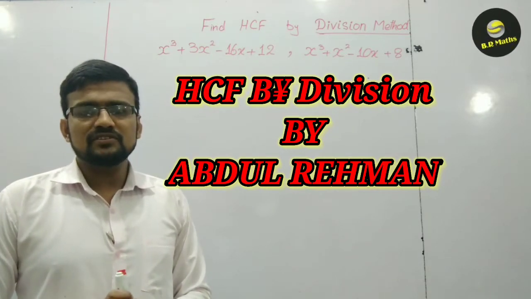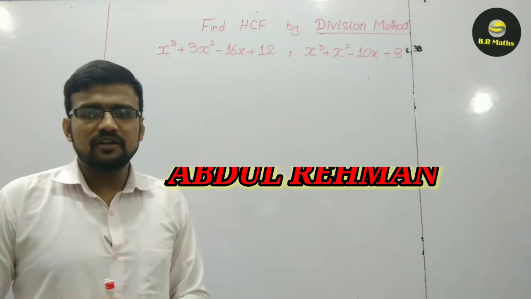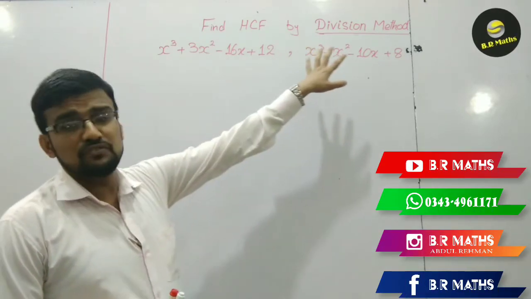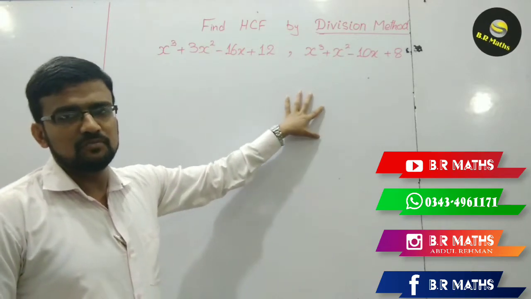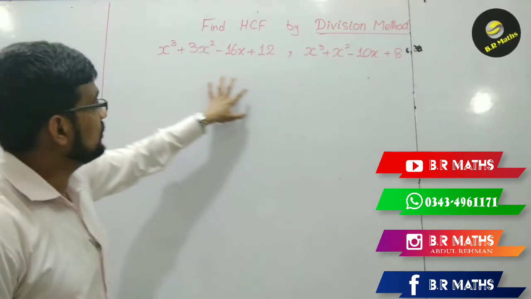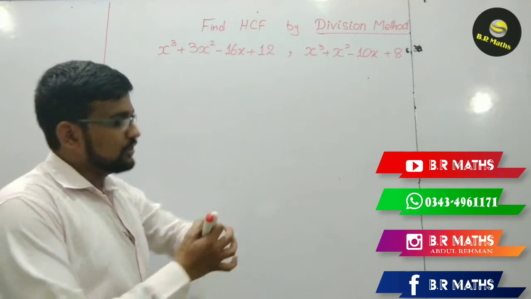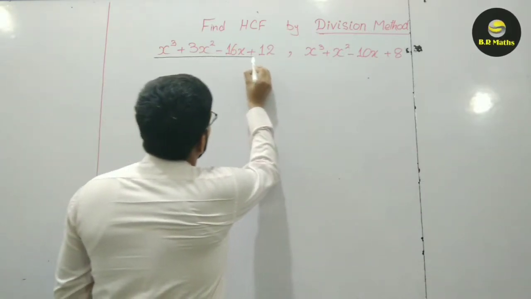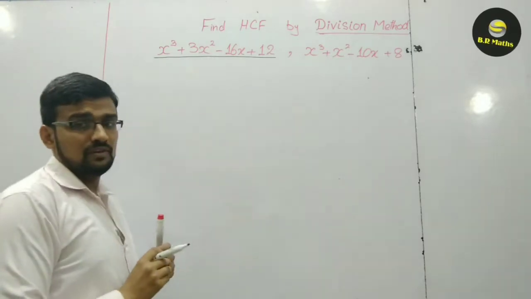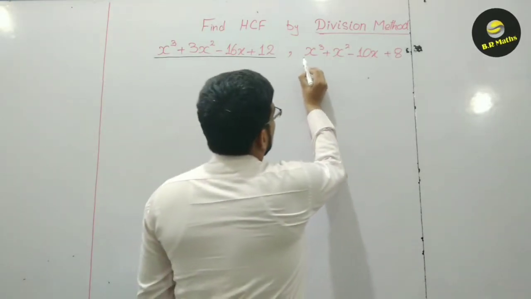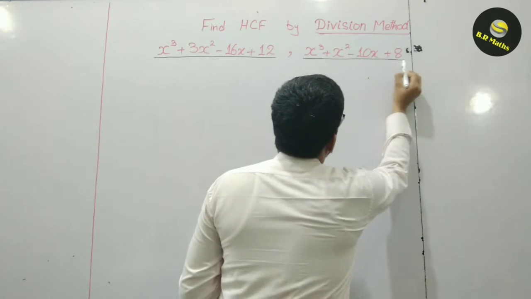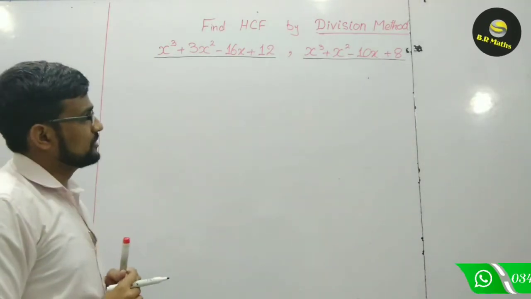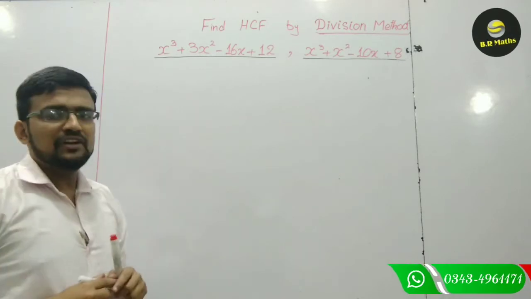So in the previous lecture we discussed HCF by factorization. Today I will discuss the division method to find HCF. Two polynomials are given: x cube plus 3x square minus 16x plus 12, and the other one is x cube plus x square minus 10x plus 8. These are the two polynomials. So students, find the HCF by the division method.